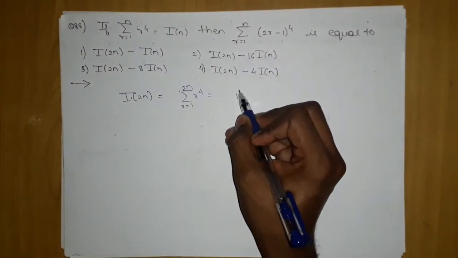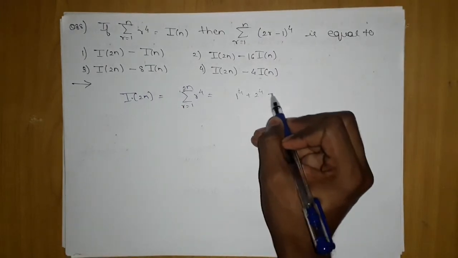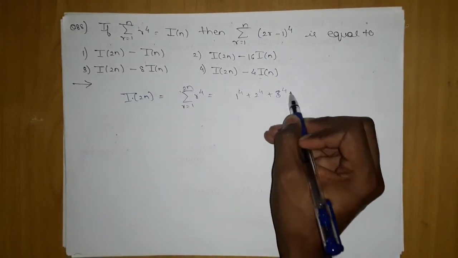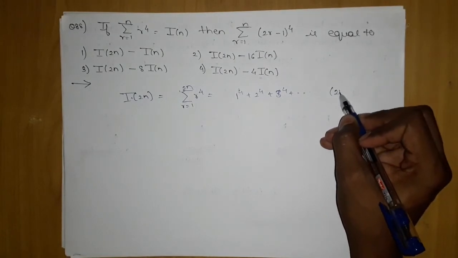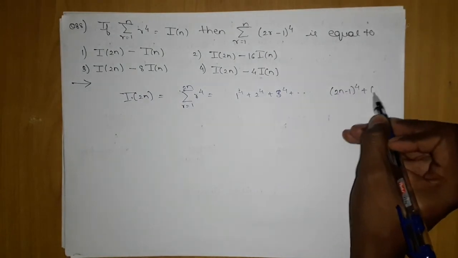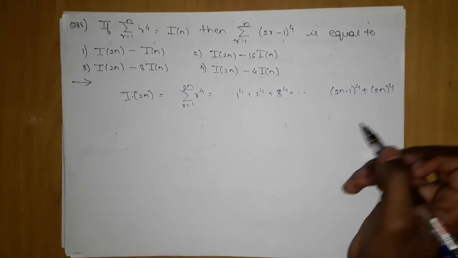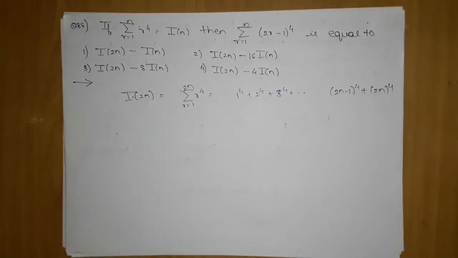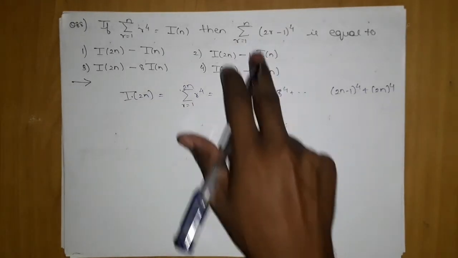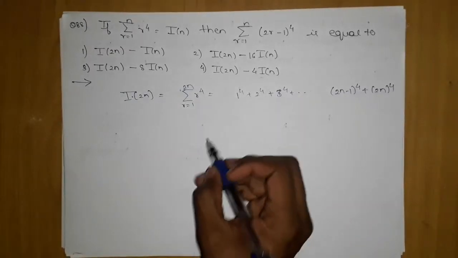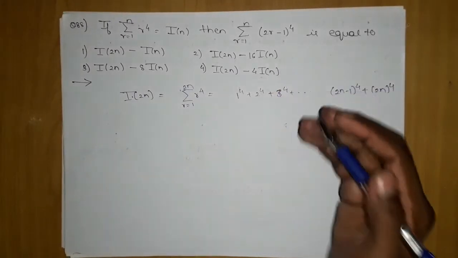Then what will happen? 1 raised to 4, 2 raised to 4, 3 raised to 4, and so on it will go. The last term will be 2n minus 1 power 4, and the final will be 2n power 4. If you do this, you will come to know that this is nothing but the sum of power 4 of odd natural numbers. This is odd number power 4.